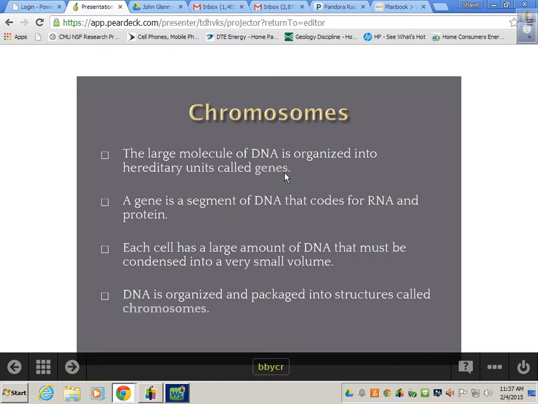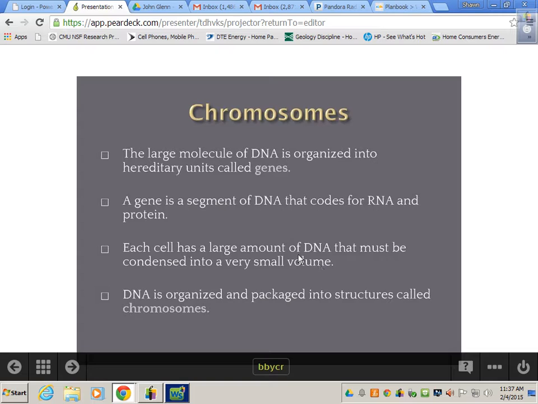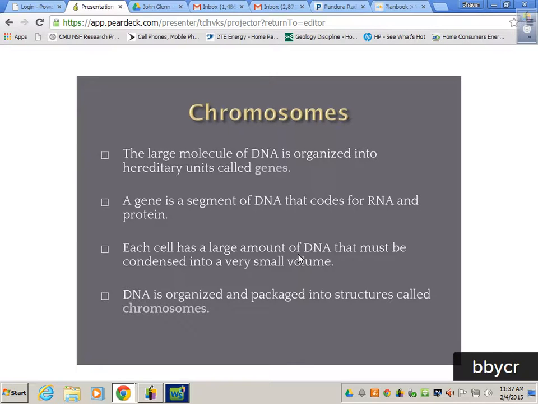So the large molecule of DNA is organized into hereditary units called genes. Okay? So imagine this collection of genes. I don't know what the gene store is, but it'd be like having all the different genes out there. So a gene is a segment of DNA that codes for RNA and protein. We copy DNA onto RNA, which goes out to make a protein by assembling and forming.